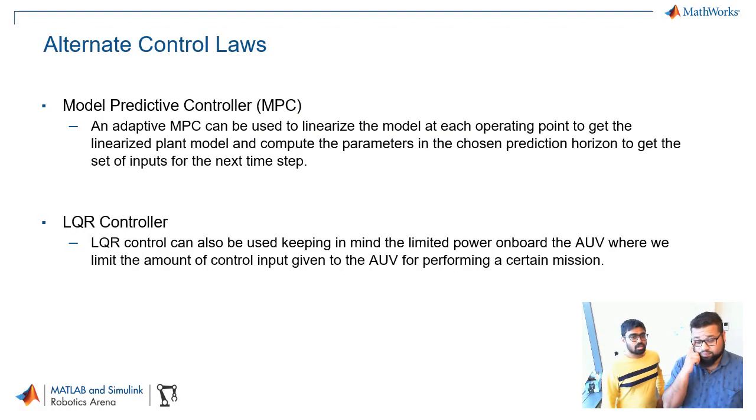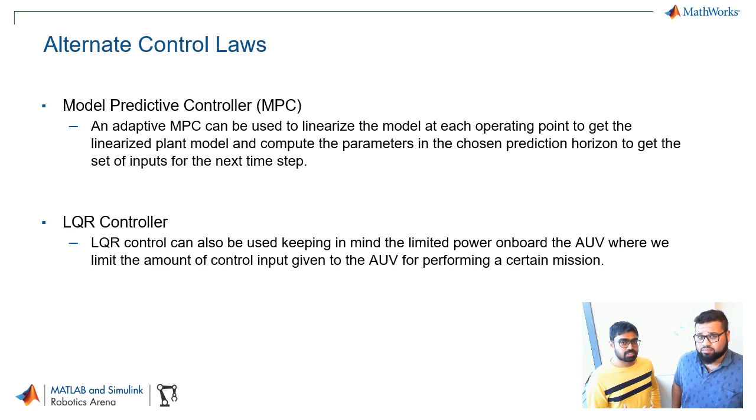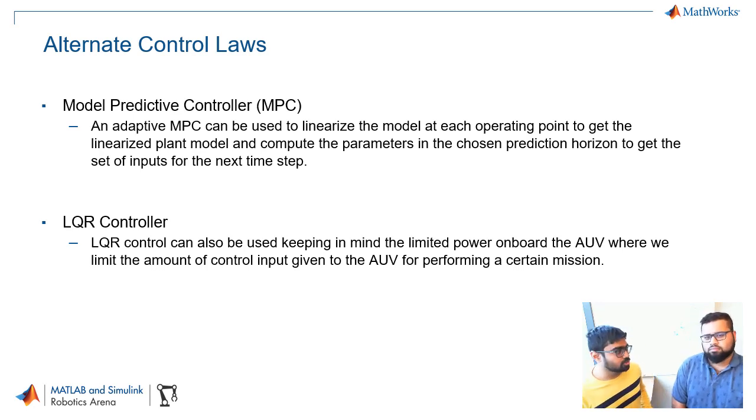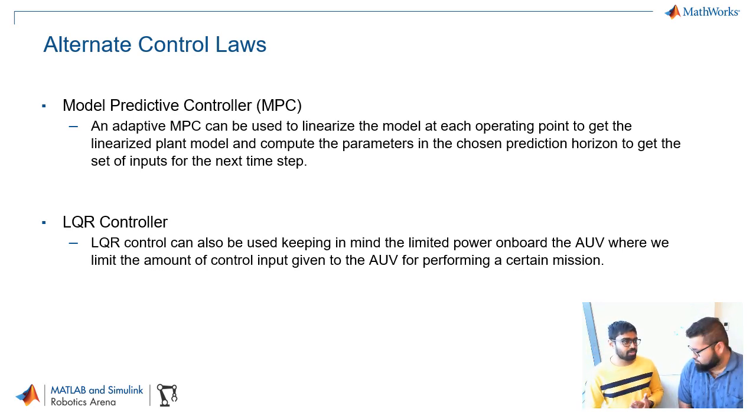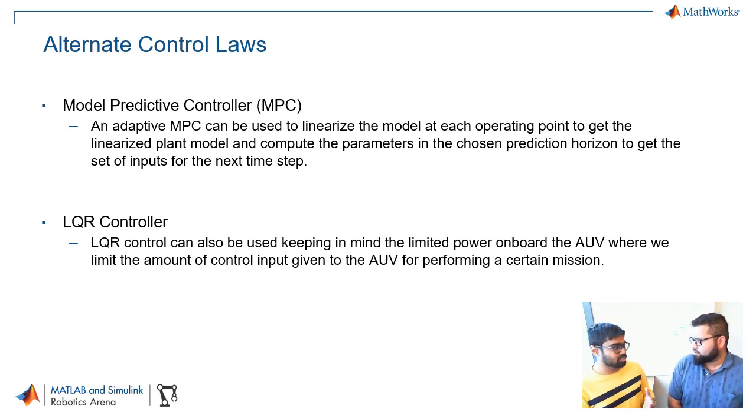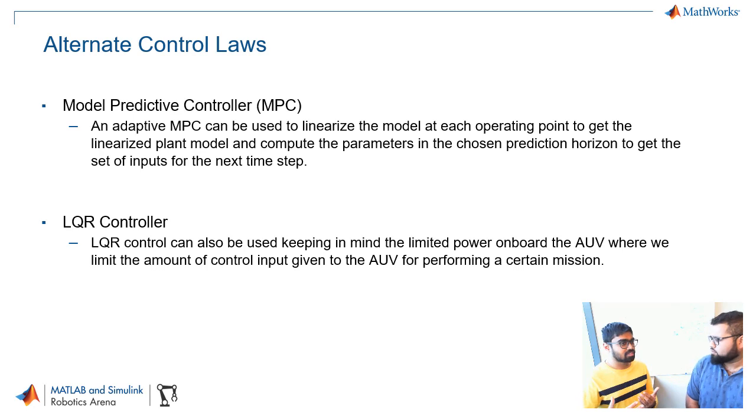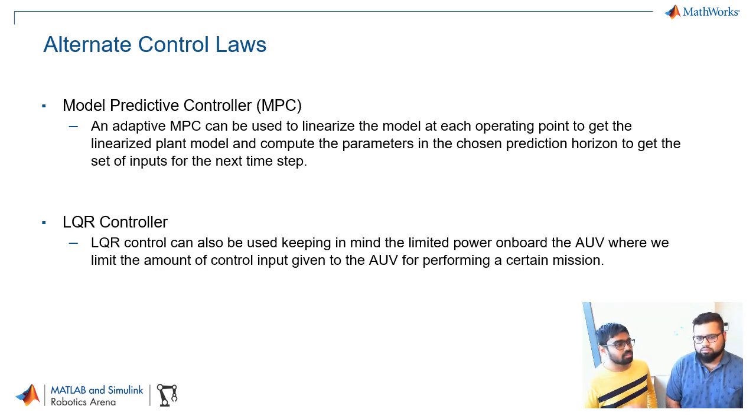Sure. So, before we close out the video, I want to also discuss a few alternate control laws which the students may follow to get better results. The first one which I wanted to discuss is model predictive control. Model predictive control is a way in which you linearize the model at each operating point, choose a prediction horizon, and try to find out the control step. The other way is to use an LQR controller.